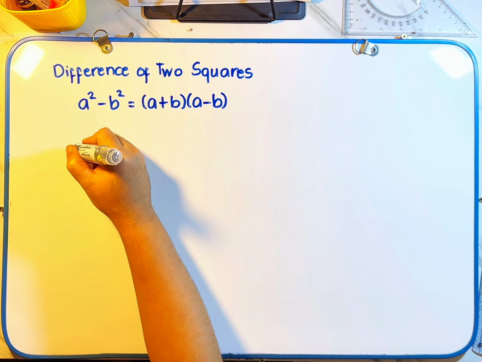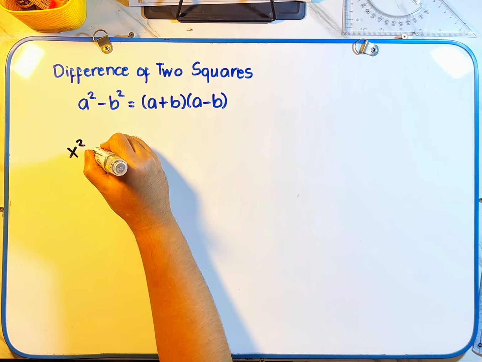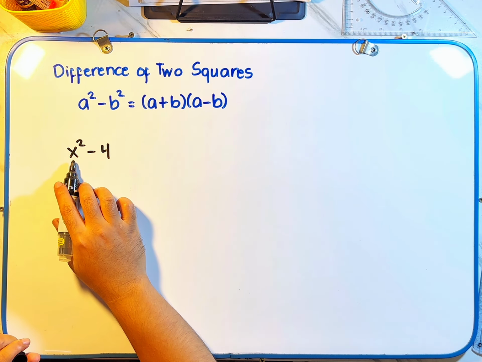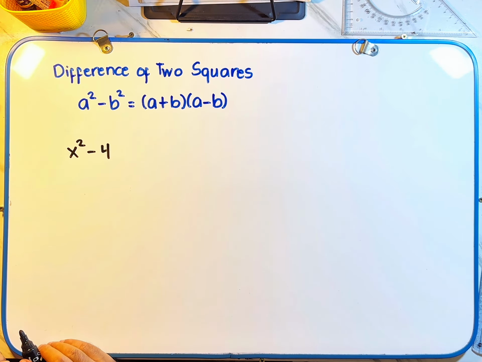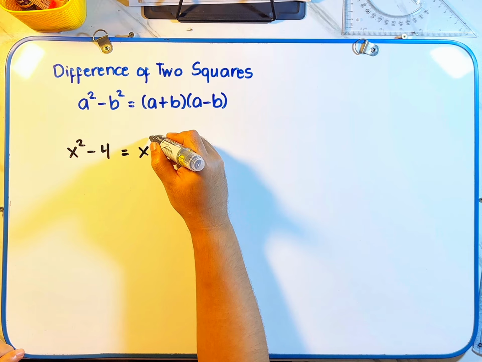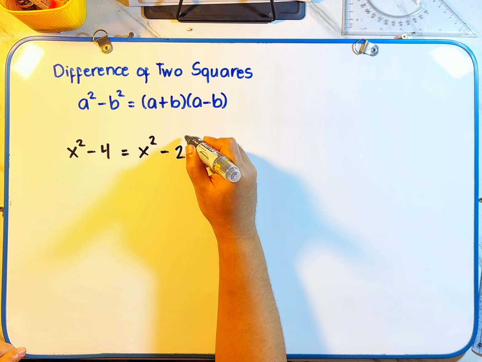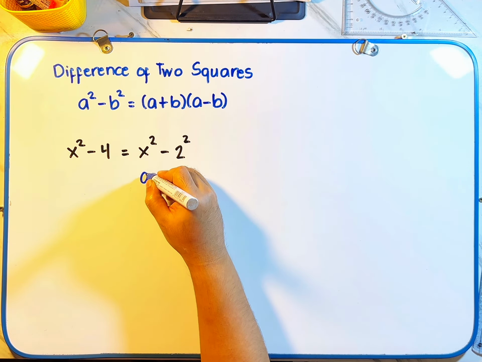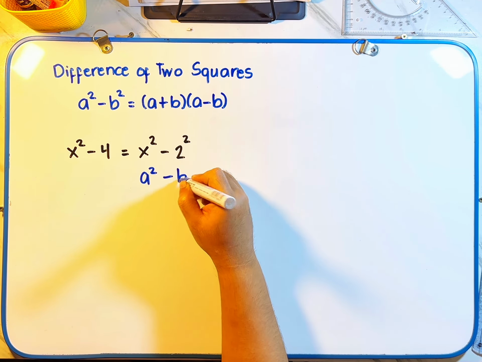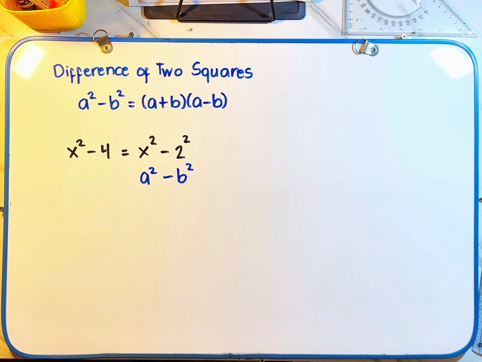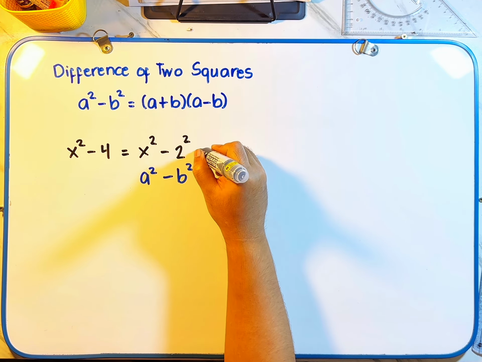Say, let's factor x squared minus 4. Okay, so this is an application of difference of two squares. Why? Because x squared is a square and 4 is also a perfect square, because we can rewrite this as x squared minus 2 squared. So in essence, this is in the form of a squared minus b squared, wherein a is x, b is 2. Alright, so let's follow the formula.